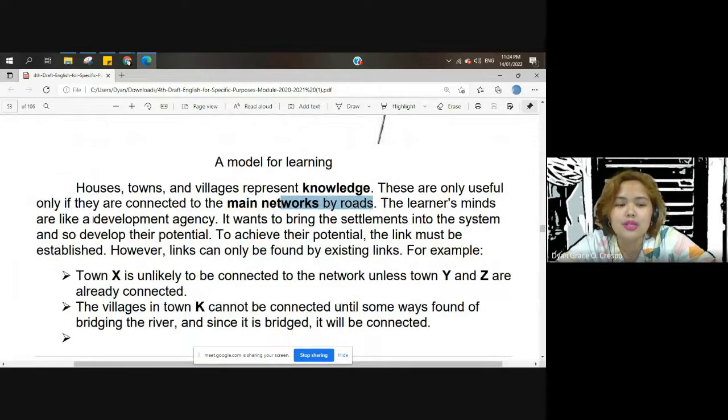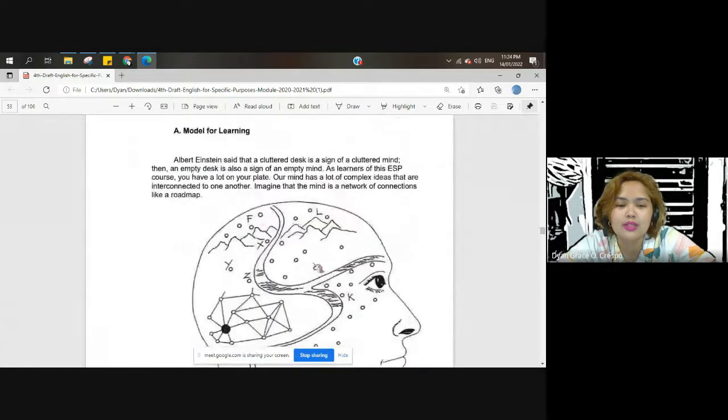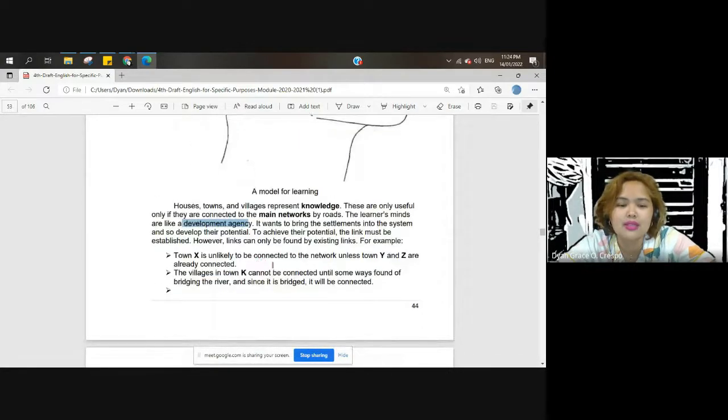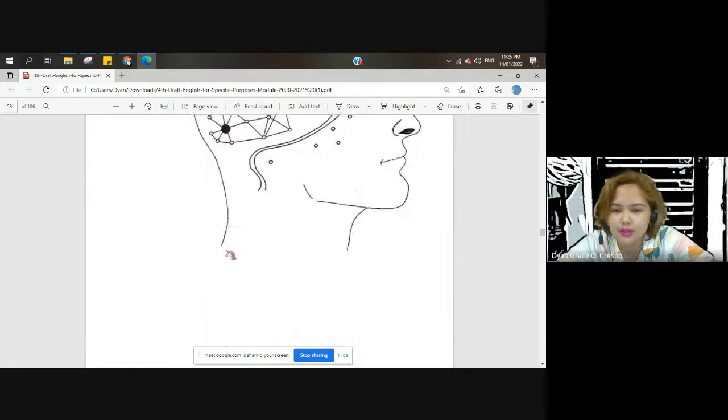The learner's mind is like a development agency. It wants to bring the settlements into the system and to develop their potential. To achieve their potential, the link form must be established. However, links can only be found in existing links. Like for example, town X, ayan yung mga town X, ayan pala yun. Town X is unlikely to be connected to the network unless town Y and Z are connected. So, town Y and Z. Okay, so connected sila sa network kung town Y and Z ay connected.